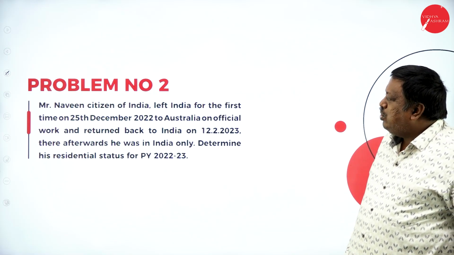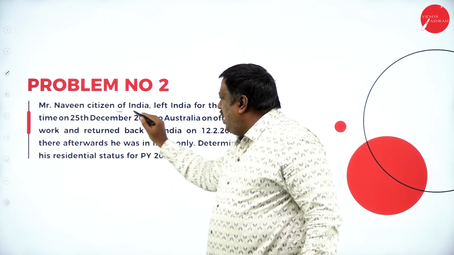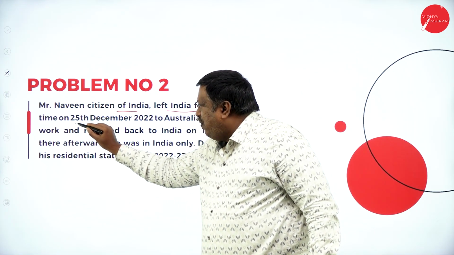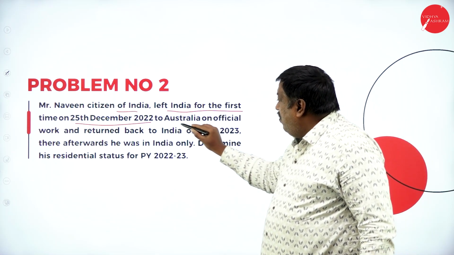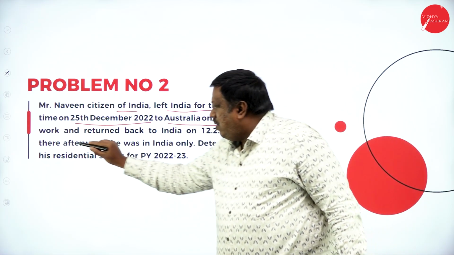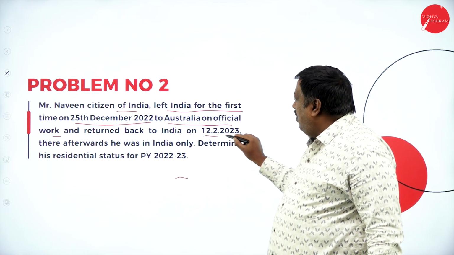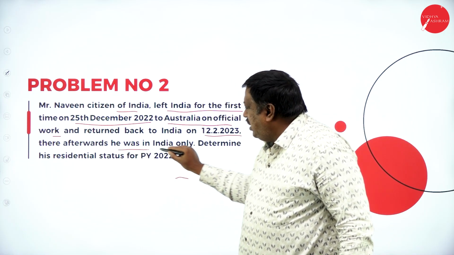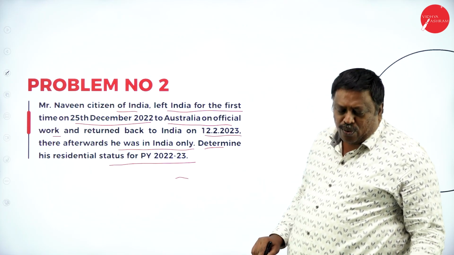Now, let us go to the second problem. I'm Mr. Naveen, citizen of India, left India for the first time on 25th December 2022 and went to Australia on official work. And I'm returning back to India on 12th February 2023. Thereafterwards, I was in India. Determine the status for 2022-23.